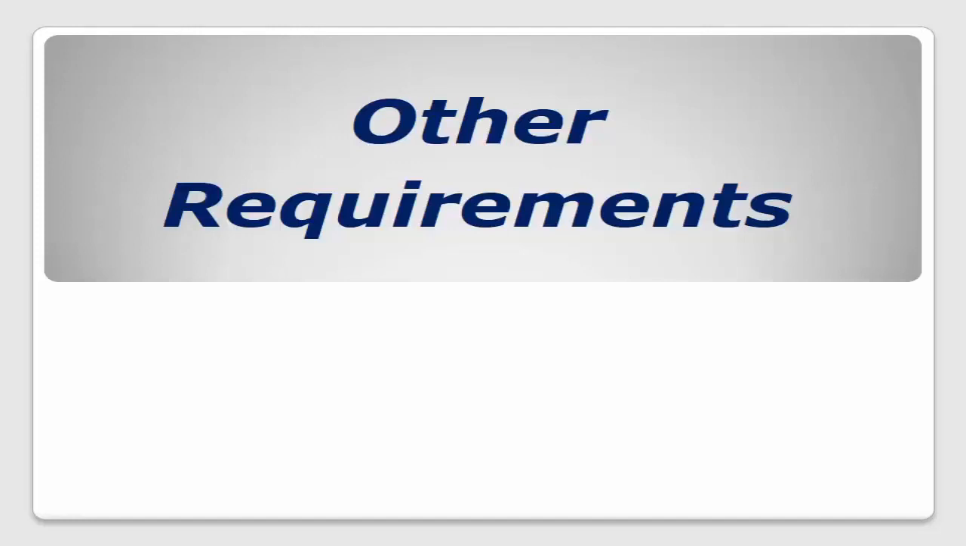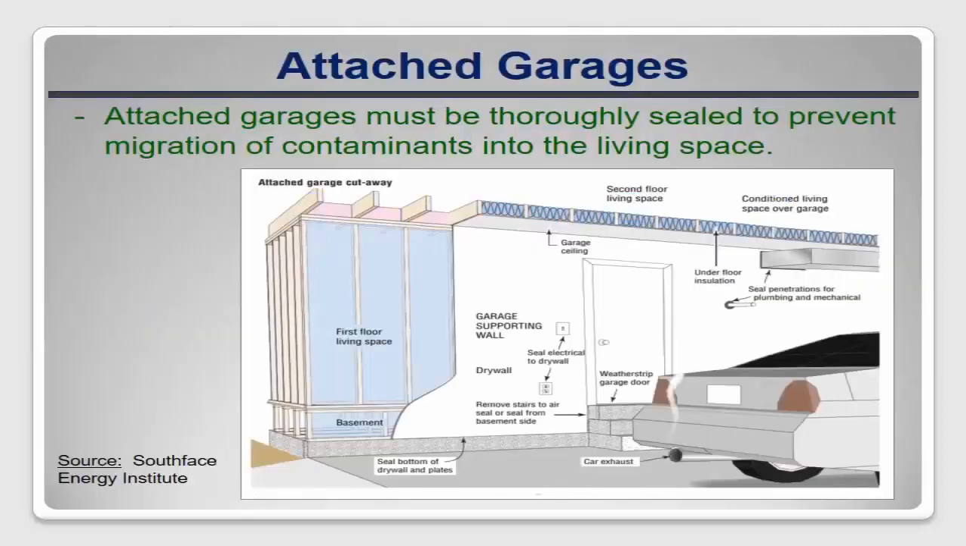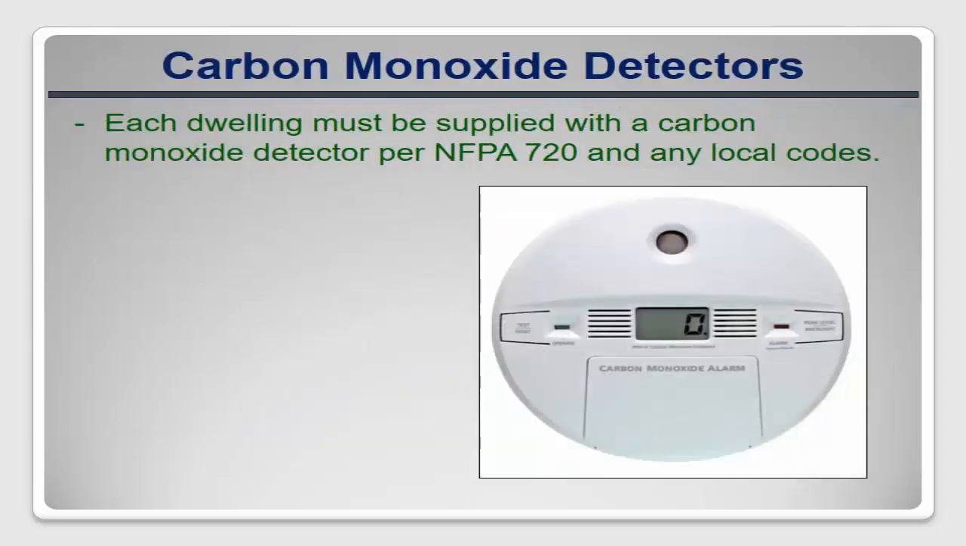ASHRAE 62.2 covers some other topics beyond local exhaust and whole building ventilation. Let's take a look at them. Of course, they all relate to ensuring good air quality. ASHRAE 62.2 requires detailed steps to ensure that attached garages are sealed to prevent migration of contaminants into the adjacent living spaces. It also requires a carbon monoxide detector in each living unit.